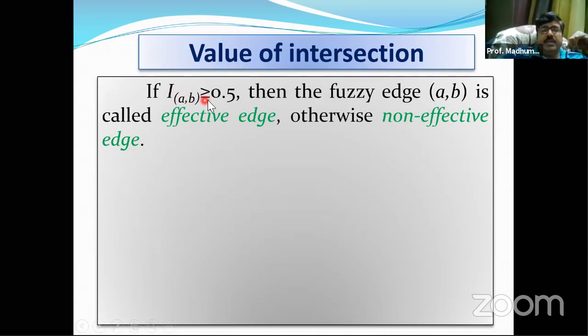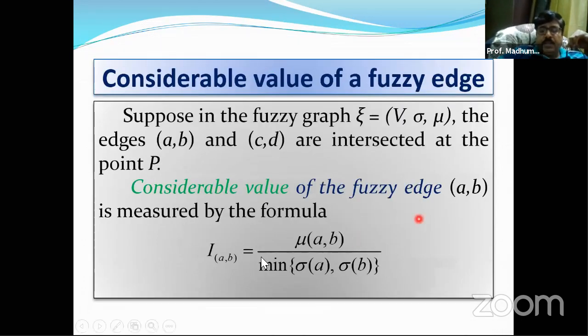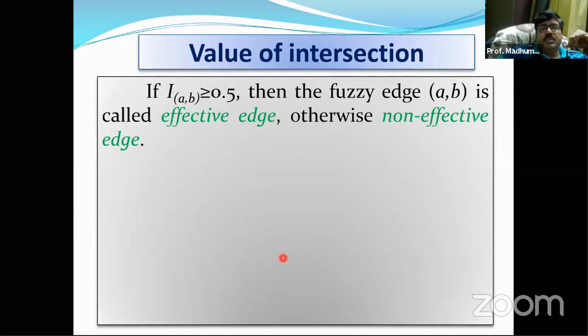See that if IAB is greater than or equal to 0.5, then we say that that particular edge is effective. Otherwise, that particular edge is non-effective. Basically, IAB lies between 0 and 1. See that IAB is defined here. That IAB lies between 0 and 1 because for every graph, mu AB is less than or equal to the lower one. So IAB lies between 0 and 1. So if IAB is strictly greater than 0.5, then we say that the edge is effective. Otherwise, the edge is non-effective. Okay.